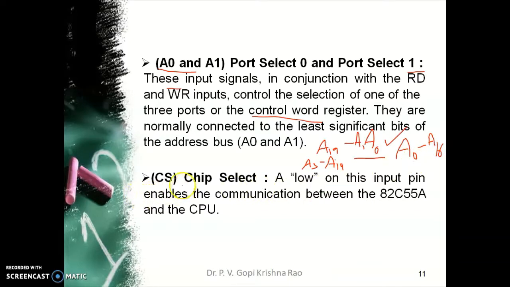The chip select signal, which is an active low signal, when a low signal is received on this line, it enables the communication between the 8255 and the CPU. It is similar to the chip select of memory devices that we have talked about in the previous lecture.